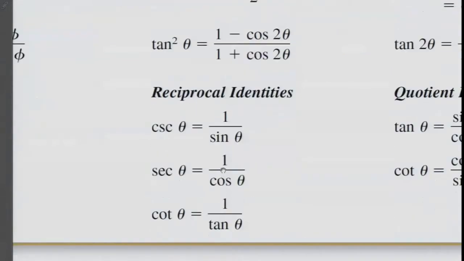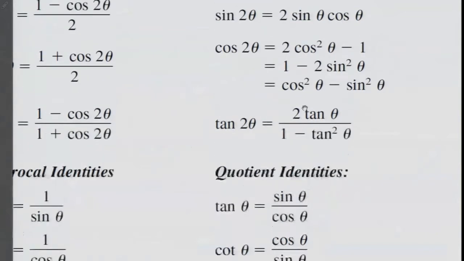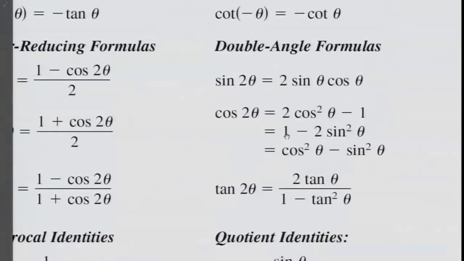We certainly know these reciprocal identities, right? These are the very definitions of those three other trig functions. Here are the quotient identities. We already talked once about the tangent being sine over cosine. And these are the double angle formulas. Here's one we use very often. Sine of 2 theta is 2 sine theta cosine theta. And then cosine 2 theta, there are 3 different versions of that. And then there's a tangent also.